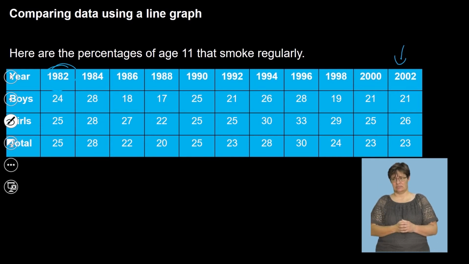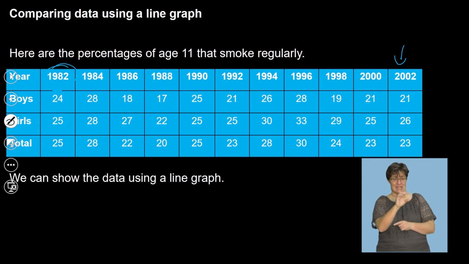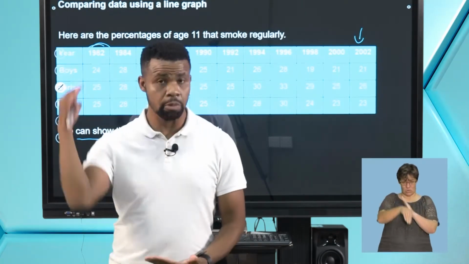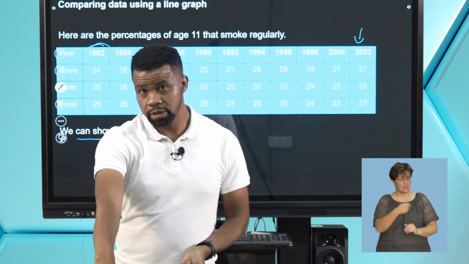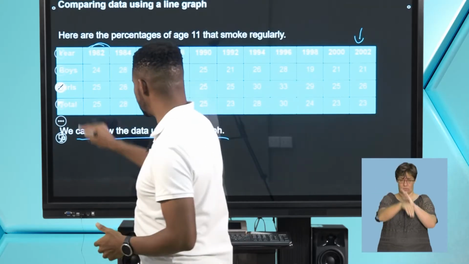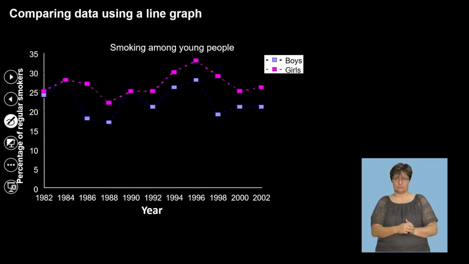So we can represent this data using a line graph. Why do you want to use a line graph? You want to see whether smoking among young people is going down or increasing. Because actually we want to decrease it. We don't want that to increase. Is that increasing or decreasing? Let's see what it looks like. So we can use a line graph. If you look at the blue, it's boys. And the pink is the girls.